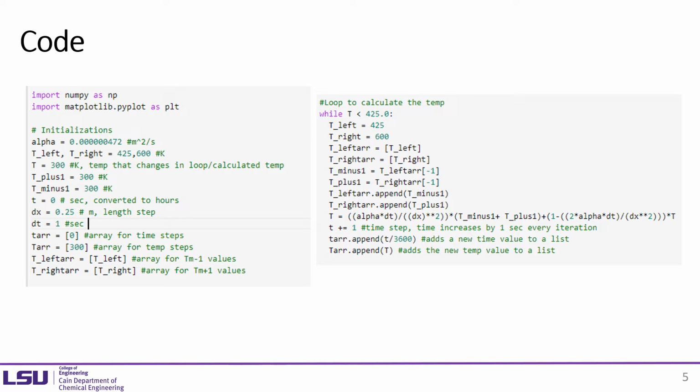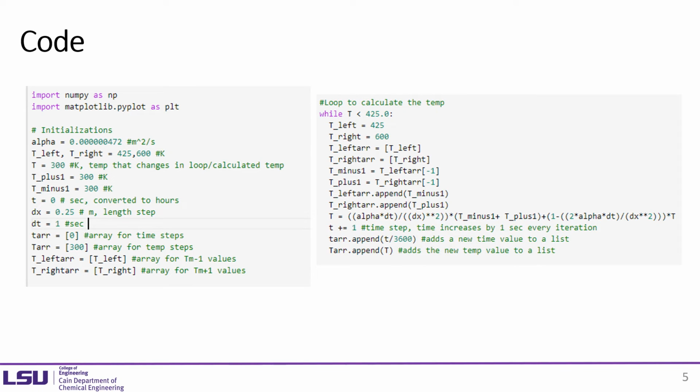So if we go on and look on the right side of this presentation, we're going to go into the while loop. So I said while T is less than 425, and I once again initialized the T left and T right to be 425 and 600, and then entered the T left array as the initialization and the T right array as the T right initialization as well. I set new criteria for T minus and T plus, which just was pulling the next value of the previously set arrays, which is how it's going to go into the loop. And then I appended the T minus and T plus values, which just means I added those onto the list in the array in order to grab those values to plot them later.